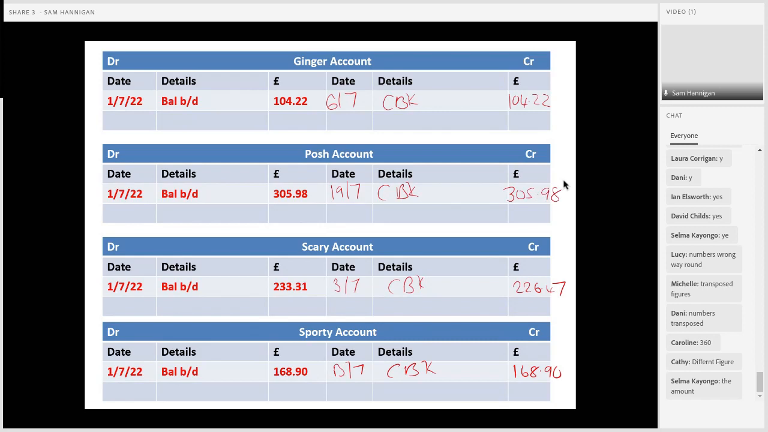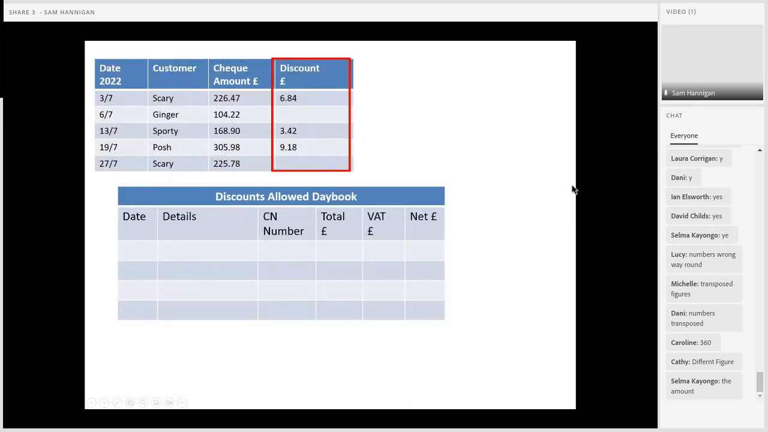Okie doke. So now I've entered them into their accounts. So all the discounts I've allowed them, the receipts, the cash sales is now entered. The only other thing I've got to do now is deal with the discounts. So I'm just going to put any credit note number in for this, but if you'd have one, that would just continue from your other one.